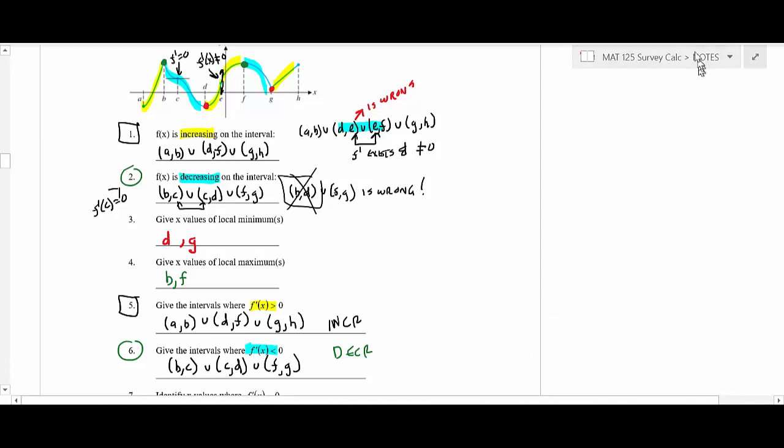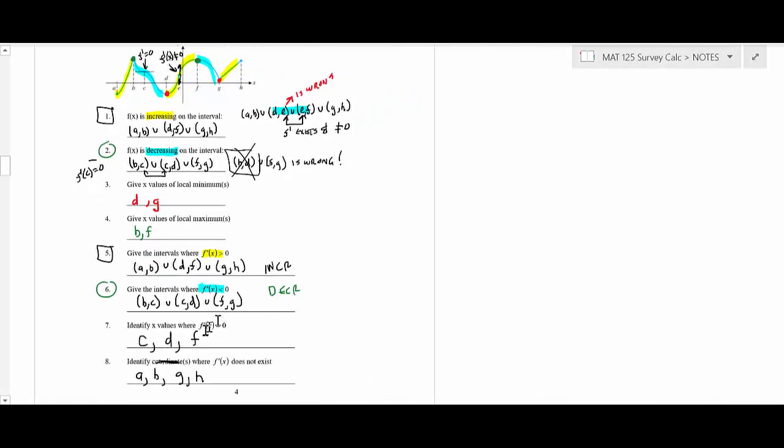Okay, and let's zoom out a little bit more. The places where the derivative is 0, the only places I see are C. You would have a horizontal tangent line. At D, you would have a horizontal tangent line. And at F. So you're looking for horizontal tangent lines on that particular problem.